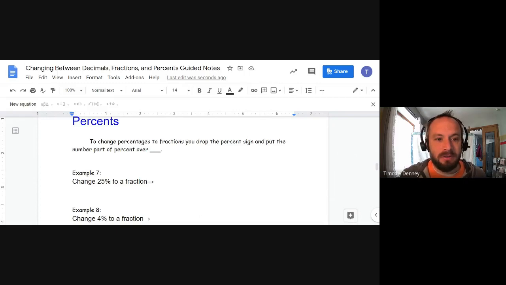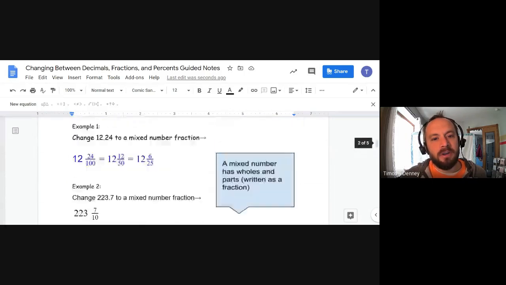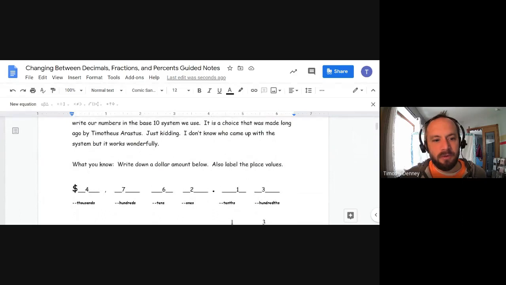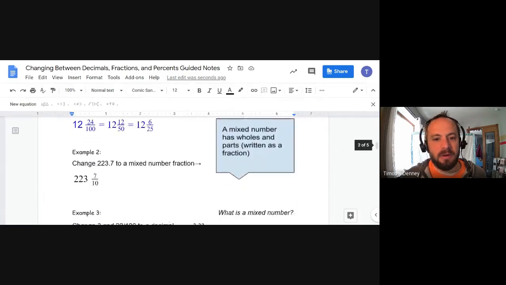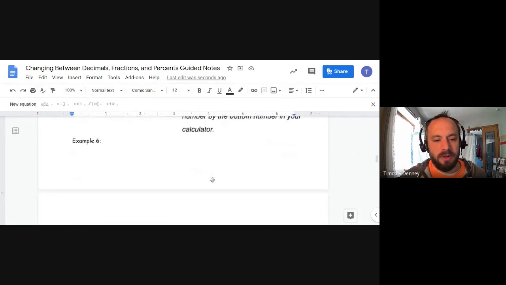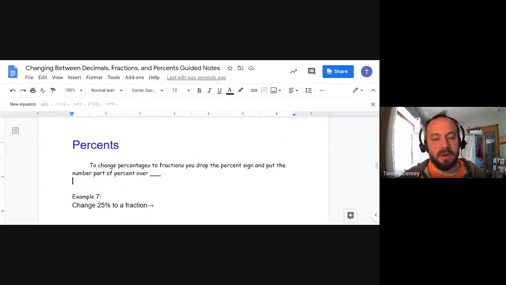What about our percents? To change percentages to fractions, you drop the percent sign and put the number part of the percent over what? All right, let's answer this question if I ask you another question. Remember, fractions are thought of as parts over wholes. Decimals, we have our wholes on the left and our parts of a whole on the right. All right, fractions or percentages, how does this work with parts and wholes?